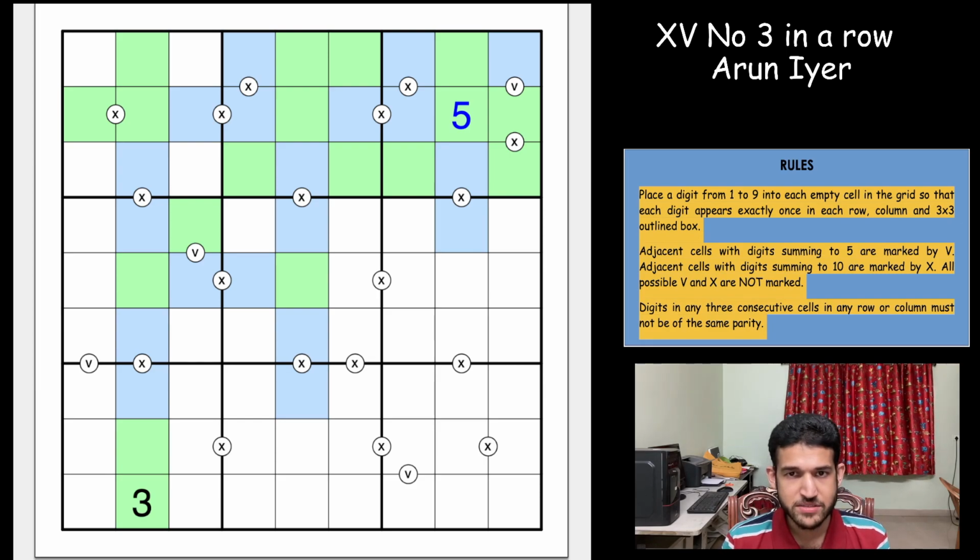Now look at this X. Both of them are even because you have an odd here. And we got the 4 evens in that row. So all these are odds. And we have 4 evens in column 5. So both of these are odd.